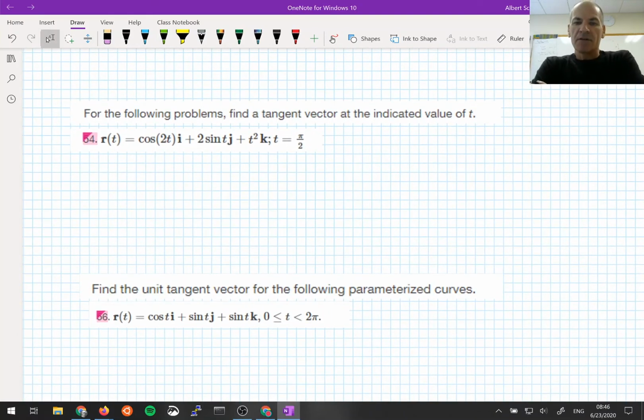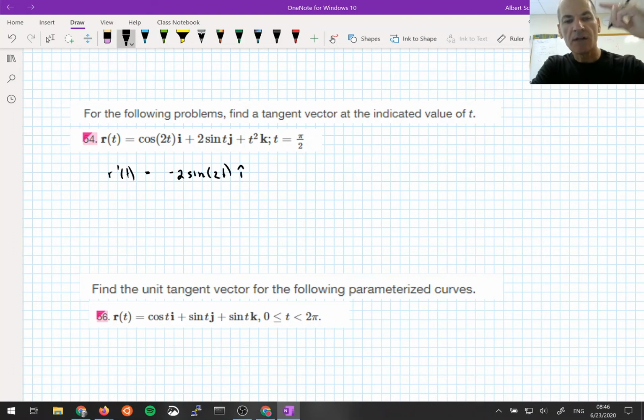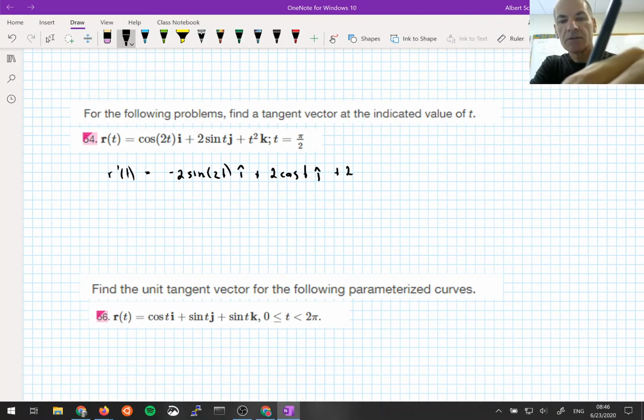All right, let's find the tangent vector at the indicated value of t. So now it's a two-step process. We're going to find r prime of t, and then we're going to evaluate it at pi over 2. R prime of t, again, just component-wise differentiation. Negative 2 sine 2t times i plus 2 cosine t times j plus 2t k. And now we want to figure out what the tangent vector is at the specified time, r prime of pi over 2.